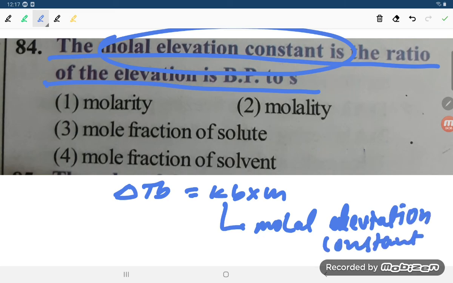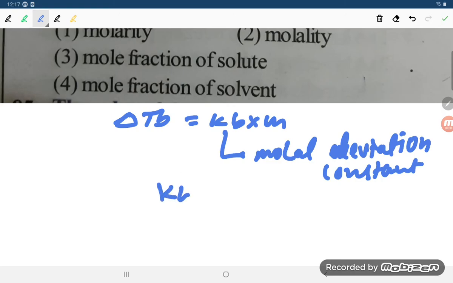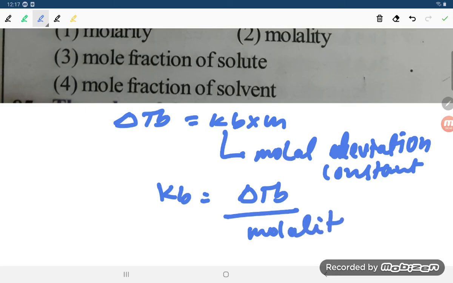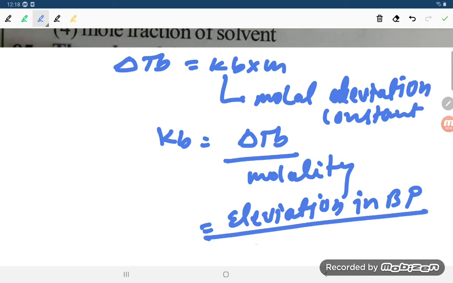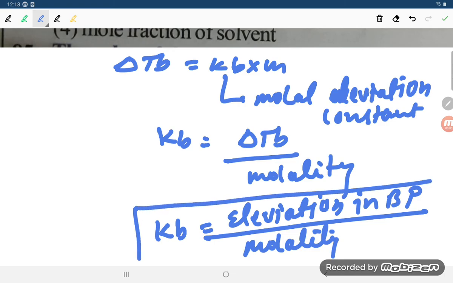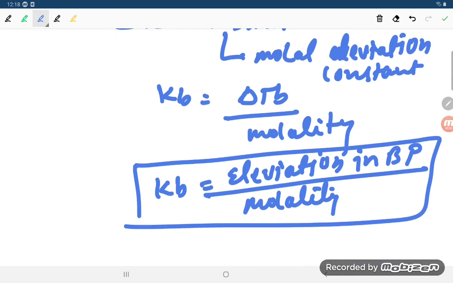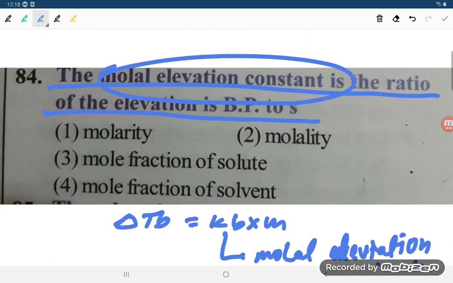So how can you solve, student? See, Kb is equal to delta TB upon molality. So the molar elevation constant is the elevation in boiling point divided by molality. So the ratio for Kb is the ratio of elevation in boiling point and molality. So what could be the option? Elevation in boiling point and molality. The correct option will be option number 2.